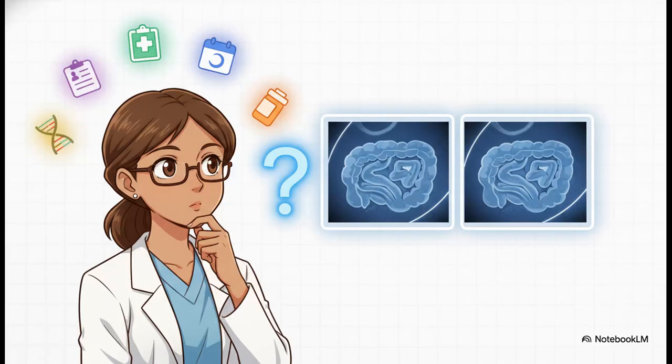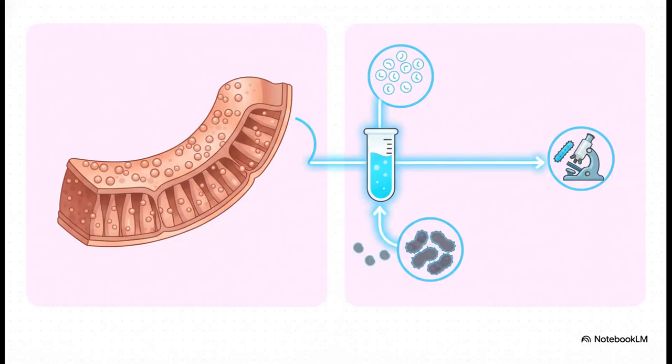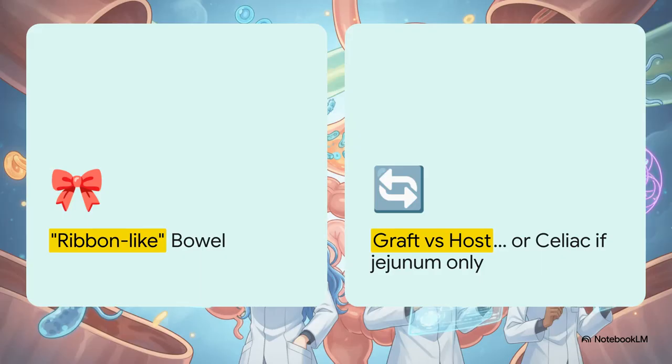Moving on to the small bowel. Now, context is everything here, because some patterns look alike. Okay, see some sand-like nodules? It's Whipple's, unless that CD4 count is low. Then it's MAI. What about a ribbon-like bowel? That points to graft versus host, or maybe long-standing celiac disease.